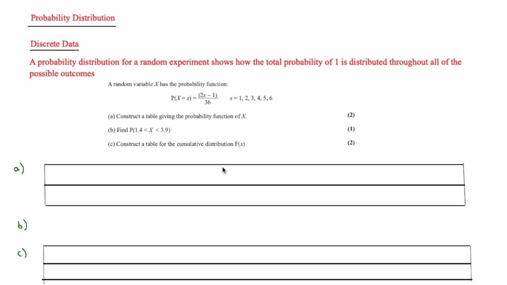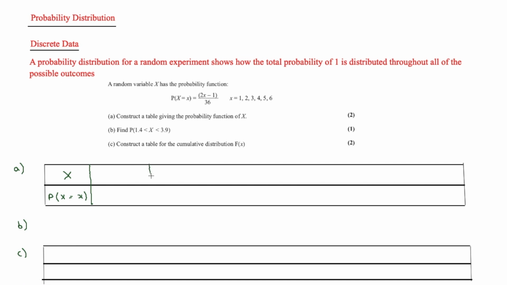So first of all, we have to construct a table giving the probability function of x. So that means that we've got a table here, and on the top side, this is going to be x here. And then on the bottom side, we're saying the probability of x is equal to lowercase x. And that is how you start off one of these tables.